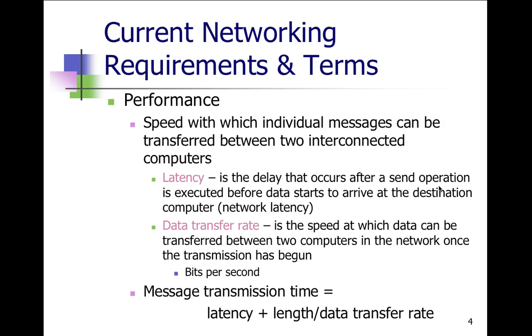And then the data transfer rate is the speed at which the data is actually transferred between the two computers in the network once the transmission has actually begun. So we have the delays that occur through network latency, and then we have also the transfer rate that is usually done in bits per second.